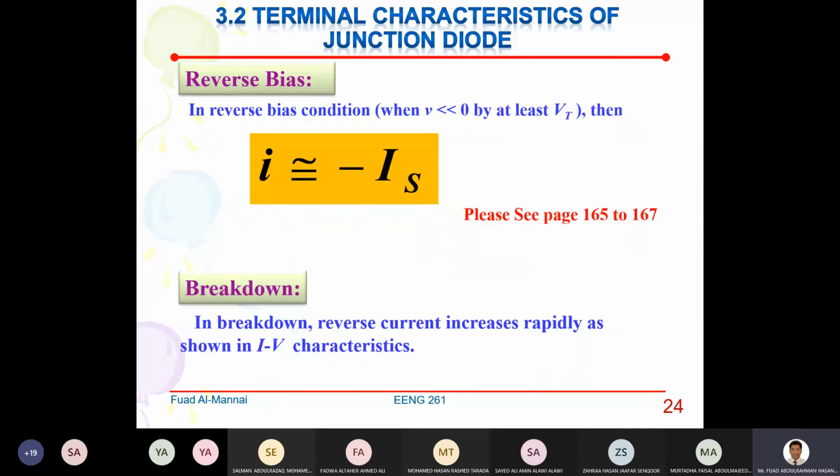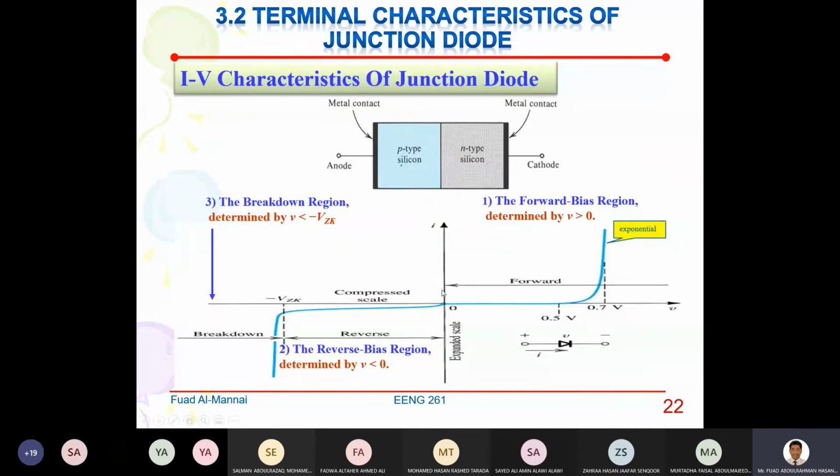Now let's go to the reverse. When we look at the graph of ID versus VD, and we look at the reverse, we see this is the reverse current. This is a microamp or a nanoamp. Now the reverse voltage is negative. This is the reverse voltage.